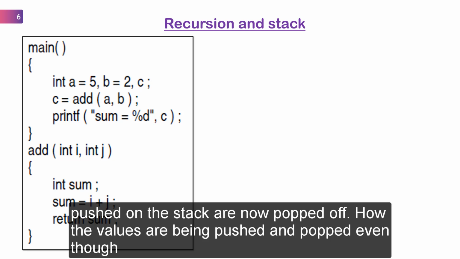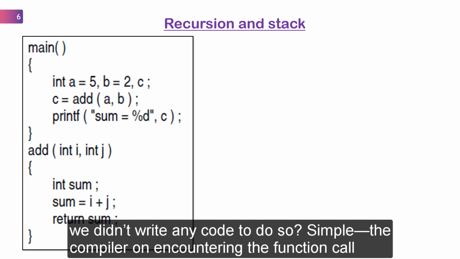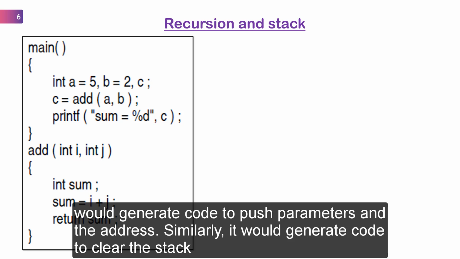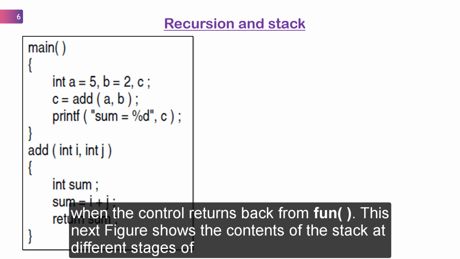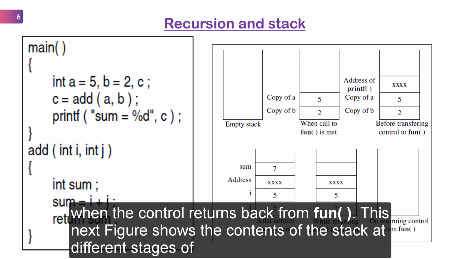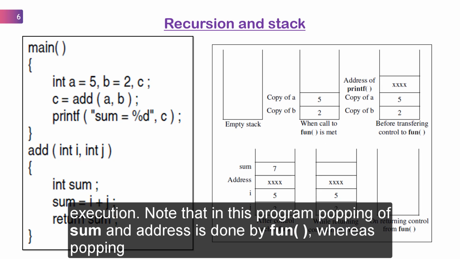How are the values being pushed and popped even though we didn't write any code to do so? Simple. The compiler, on encountering the function call, would generate code to push parameters and the address. Similarly, it would generate code to clear the stack when the control returns back from fun. This next figure shows the contents of the stack at different stages of execution.